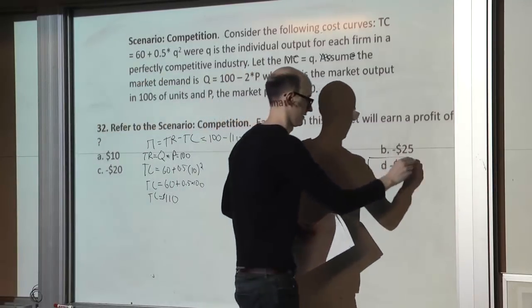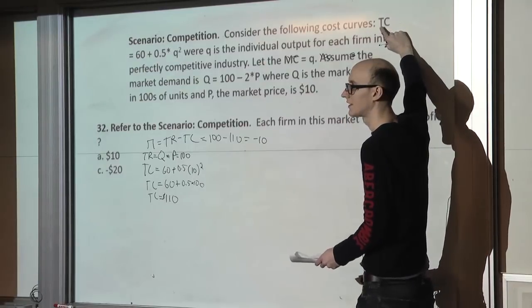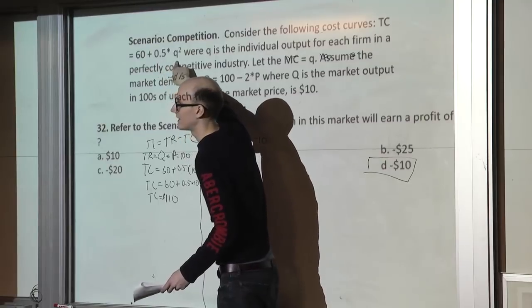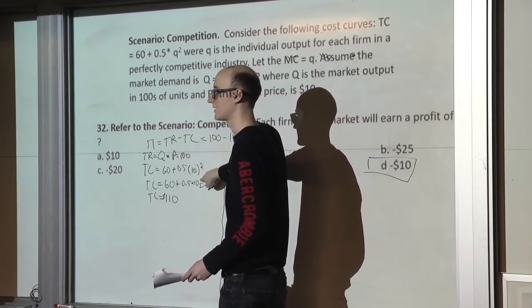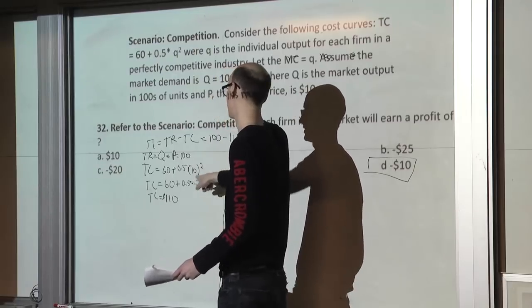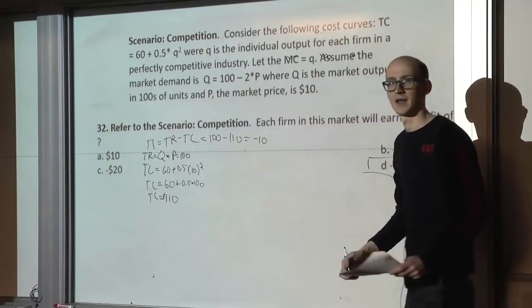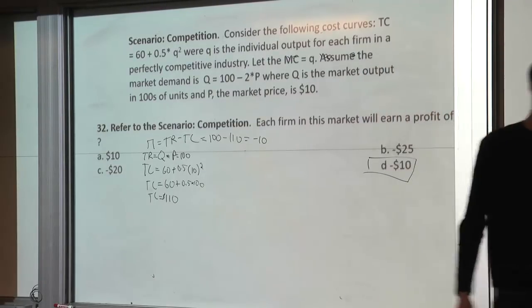Wait, how do you get total cost? Total cost comes from this function here. We get 60 plus 0.5 times Q squared. From the last problem, we got Q equals 10. 10 squared is 100 times 0.5 is 50 plus 60 is 110. Any questions? Okay. So the answer is D.